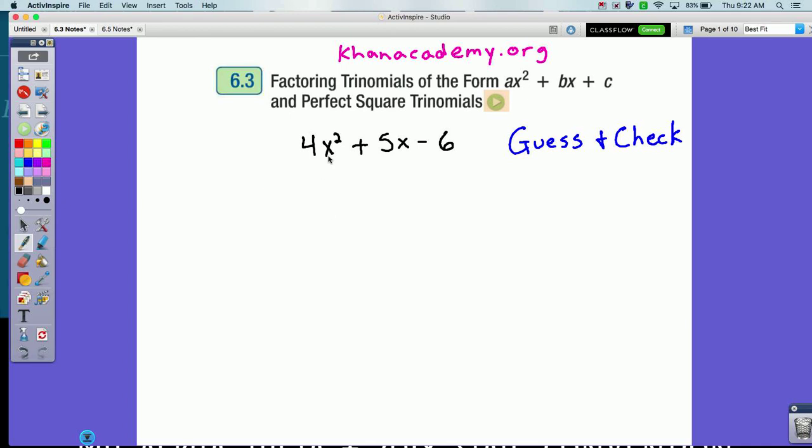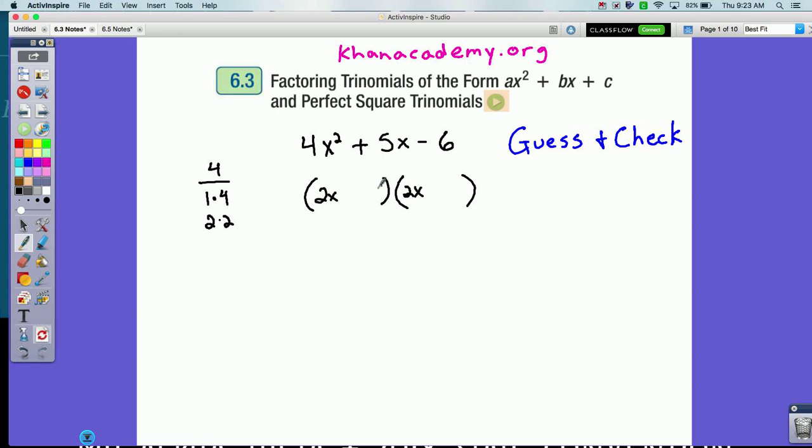All right, I got 4x squared plus 5x minus 6. I'm still going to break it down into two binomials, so two parentheses. All right, but instead of having x and x in the front, I now need to multiply to get me 4x squared. So I say, all right, well, what multiplies to give me 4? Well, it's either 1 times 4 or it's 2 times 2. And so I actually have two different options here. Okay, I can either have x and 4x inside my parentheses there, or possibly it could be 2x and 2x.